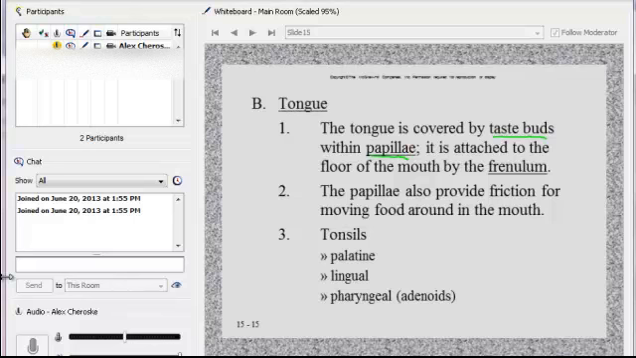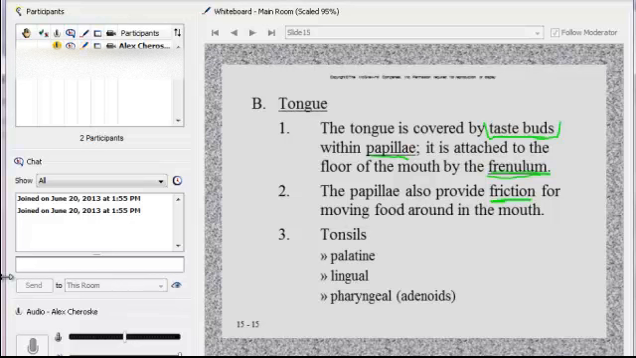But when we look at the tongue, it's attached to the lower mouth by a connection called the frenulum. And the papillae, not only do the larger ones have taste buds, but they also give us some traction when we move food around the mouth.